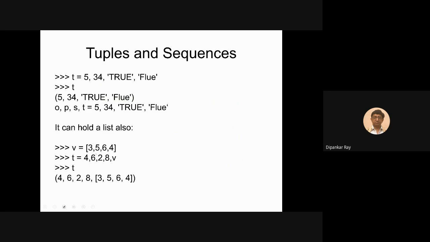Now consider this. This is a list and this is a tuple. Now consider this V. V is a list and I have added this list into this tuple. So this will trigger this: 4, 6, 2, 8, then a list within the tuple.